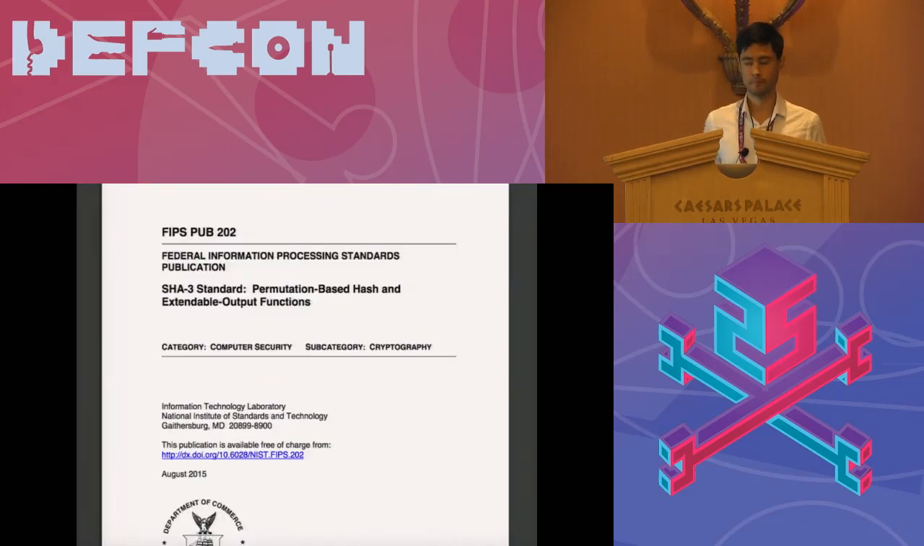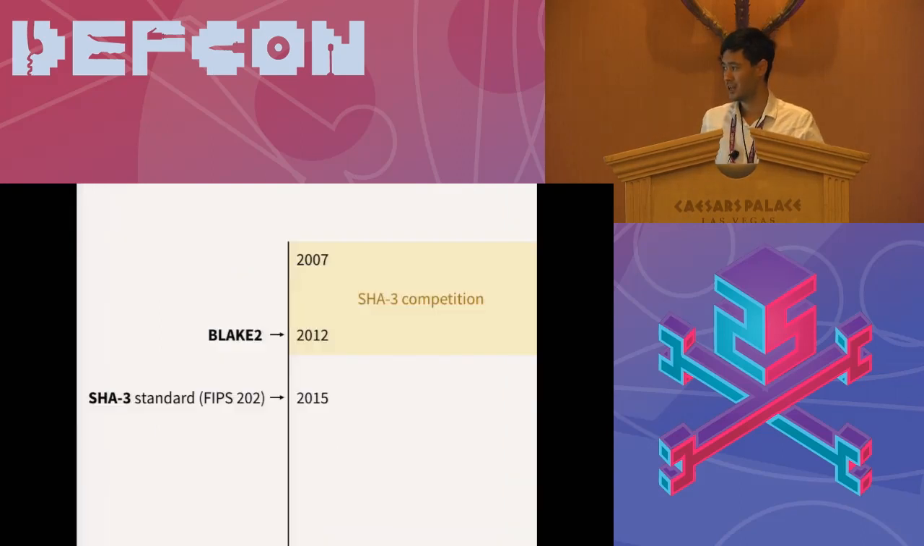Let's go back to SHA-3. So SHA-3 finally was standardized 3 years after the end of the competition, in 2015, in this document called FIPS 202. So you don't have to remember the name. If you want to see the standard, just Google SHA-3 standard. So it came out in 2015. And in that time, in 3 years, BLAKE2 had the time to take over the market.